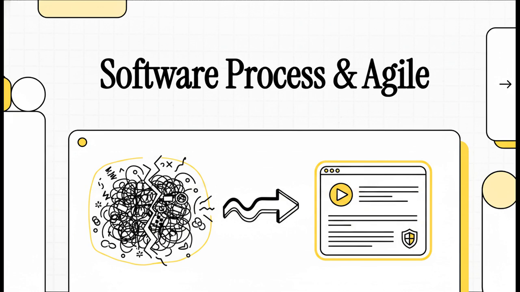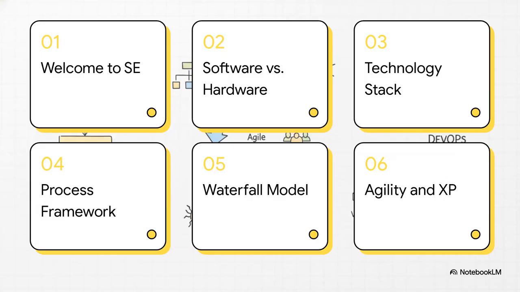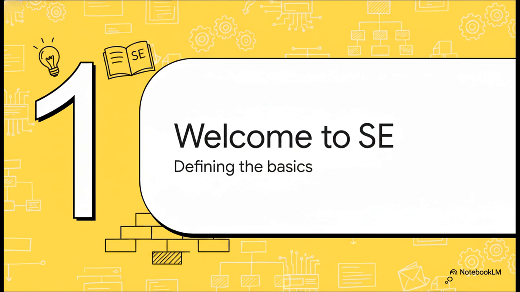Today, we're going to build a really solid foundational understanding of the engineering principles that make that kind of transformation possible. Okay, let's just dive right into our roadmap for today. We'll start off by welcoming you to software engineering and contrasting it with hardware, then we'll check out the technology stack. After that, we'll map out the process framework, and finally, we'll track the whole evolution from the classic waterfall model all the way to modern agility and XP. Let's get to it.